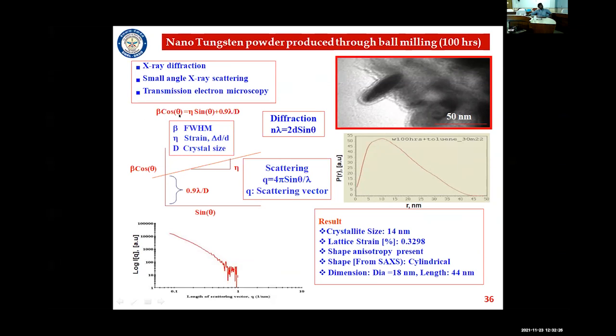And from the slope, I can get the strain in the particular material. Basically, the Williamson-Hall method is beta cos theta equal to eta sin theta plus 0.9 lambda by d, which is like y is equal to mx plus c.